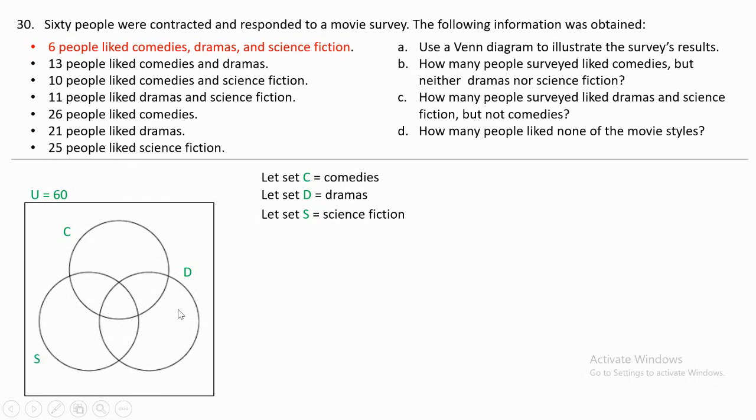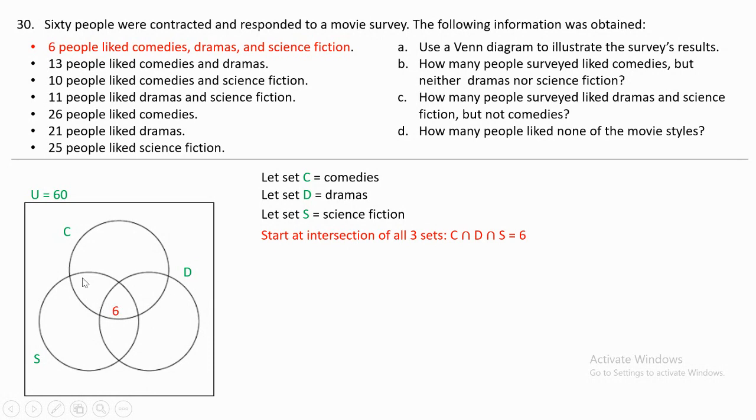Okay, now, hey guys, the main thing here, when we're doing these type of problems, you always start where they all three intersect, right? So that's why I put this in red, because here's where they all intersect. 6 people like comedies, dramas, and science fiction. So this little portion here is what they all have in common, where they all intersect. So this has to be 6 right there. Right, so we start there.